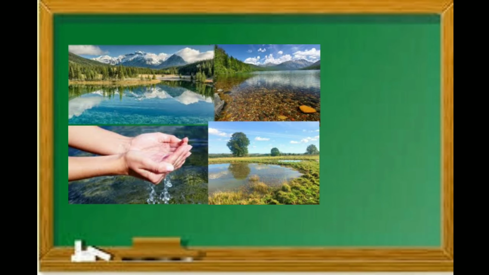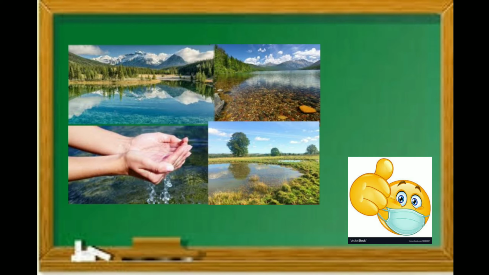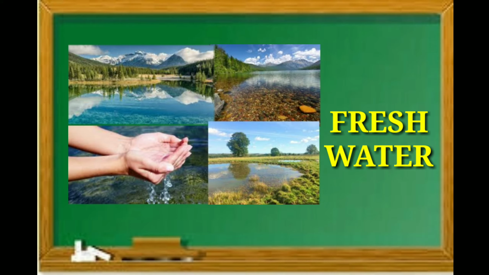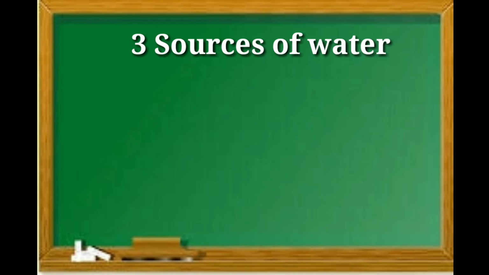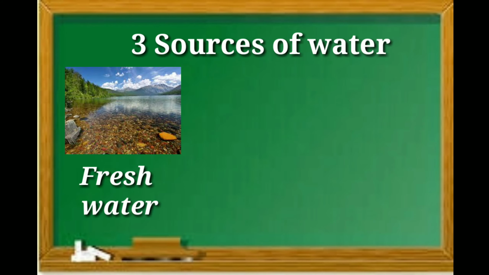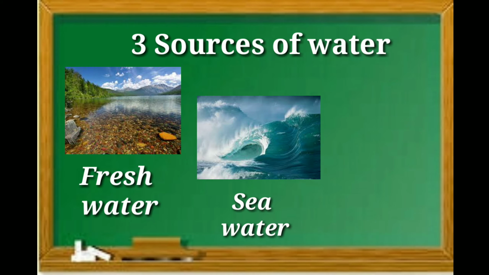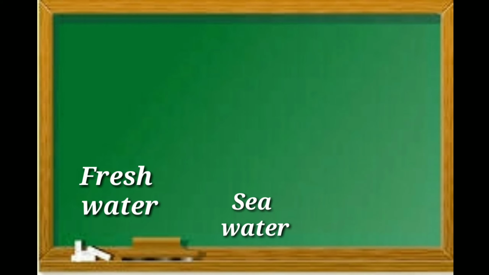And lastly, based on your answer, what do you call this source of water? Alright, this is fresh water. Do you think it is also important? How can we use it? Very good! We use it in the farm, for washing clothes, and in everything that we do. Now, we already know that the three sources of water are fresh water, sea water, and groundwater.